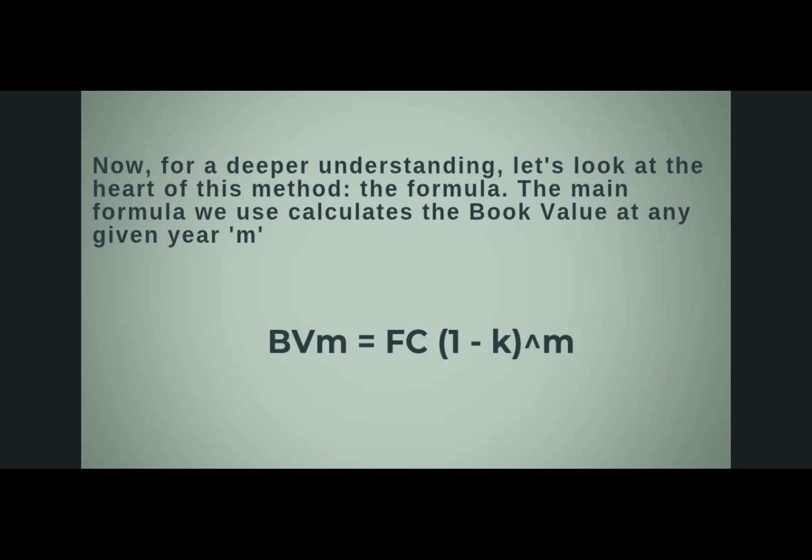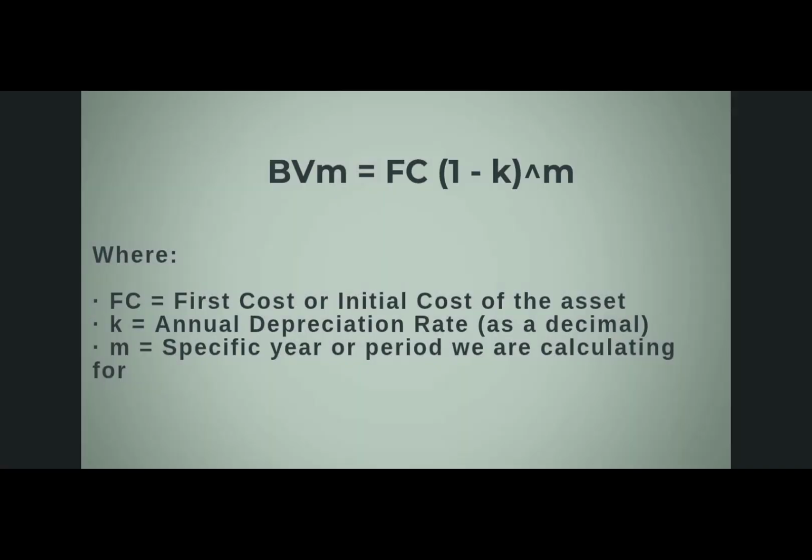The main formula we use calculates the book value at any given year M. So, this is the formula. BVM equals FC times (1 minus K) raised to M, where FC is the first cost or initial cost, K is the annual depreciation rate as a decimal, M is for the specific year or periods we are calculating for.